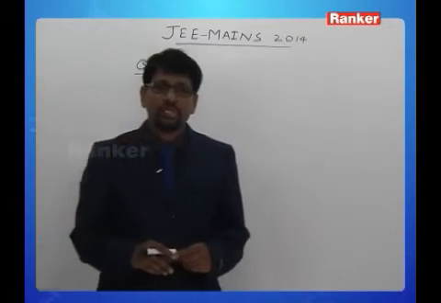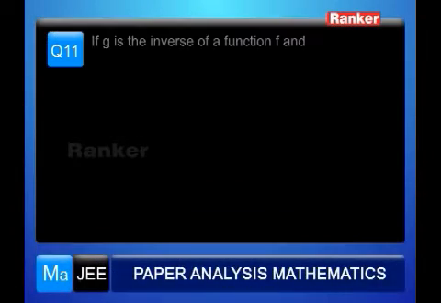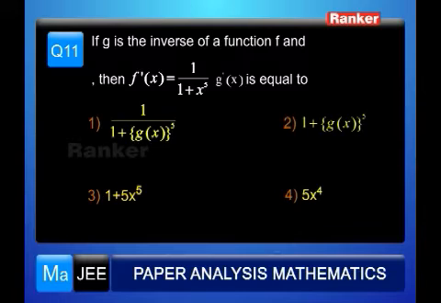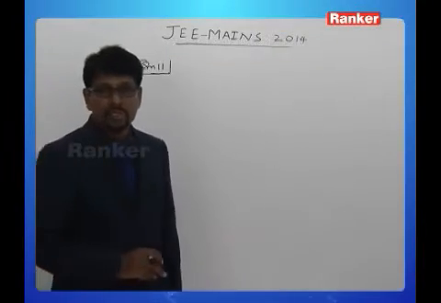Let's move to the next question, question number 11. If g is the inverse of a function f and f dash of x is equal to 1 by 1 plus x power 5, then g dash of x is equal to: first option, 1 by 1 plus g of x power 5; second option, 1 plus g of x raised to the power 5; third option, 1 plus 5 into x power 5; fourth option, 5 into x power 4. So let's have a look at this here.